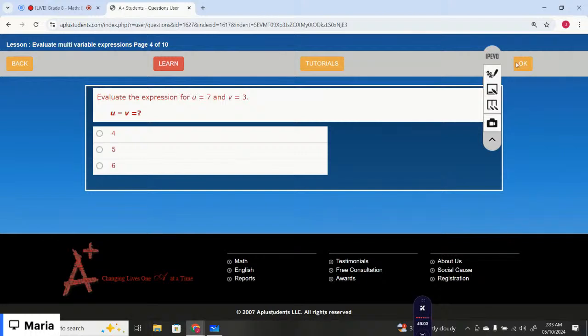Evaluate the expression for u equals 7 and v equals 3. So which is the correct option? That is u minus v. U is 7. So 7 minus 3 is, yes, 4 it is. Option number 1 is the correct option.